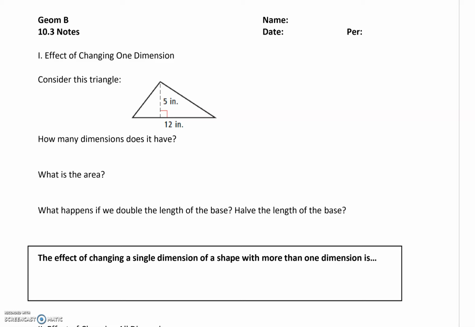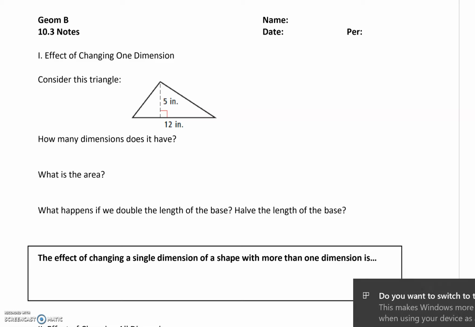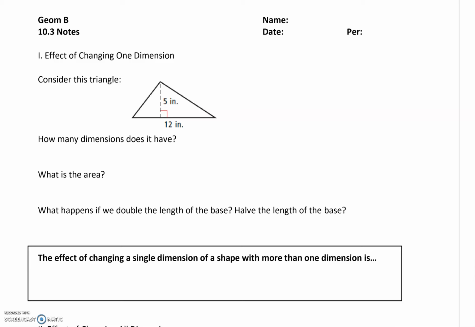Okay, so in this section, we're going to talk about what happens if we change dimensions of a shape. So how does that affect area, perimeter, circumference, based on how many dimensions we change and how many dimensions are in our shape? So first, if we look at this triangle with a base of 12 and a height of 5, we want to ask ourselves, well, how many dimensions does it have?